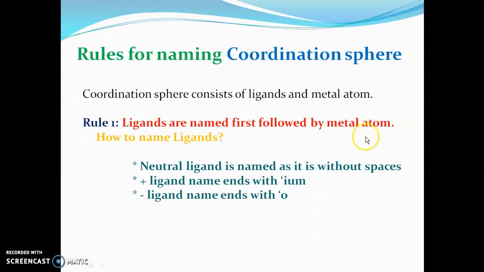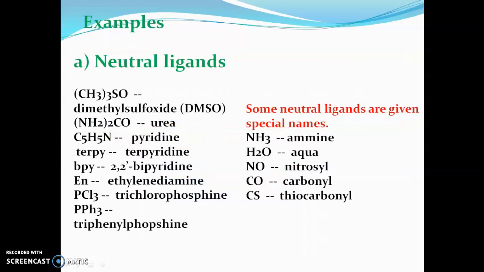Right? Coming to the naming part, the neutral ligand is named as it is without spaces. Positive ligand's name must end with ium. Negative ligand name must end with o. These are the rules related to naming of the ligand. Positive ligand name must end with ium. Negative ligand name must end with o, whereas neutral ligand name will not be changed. It is written as it is.